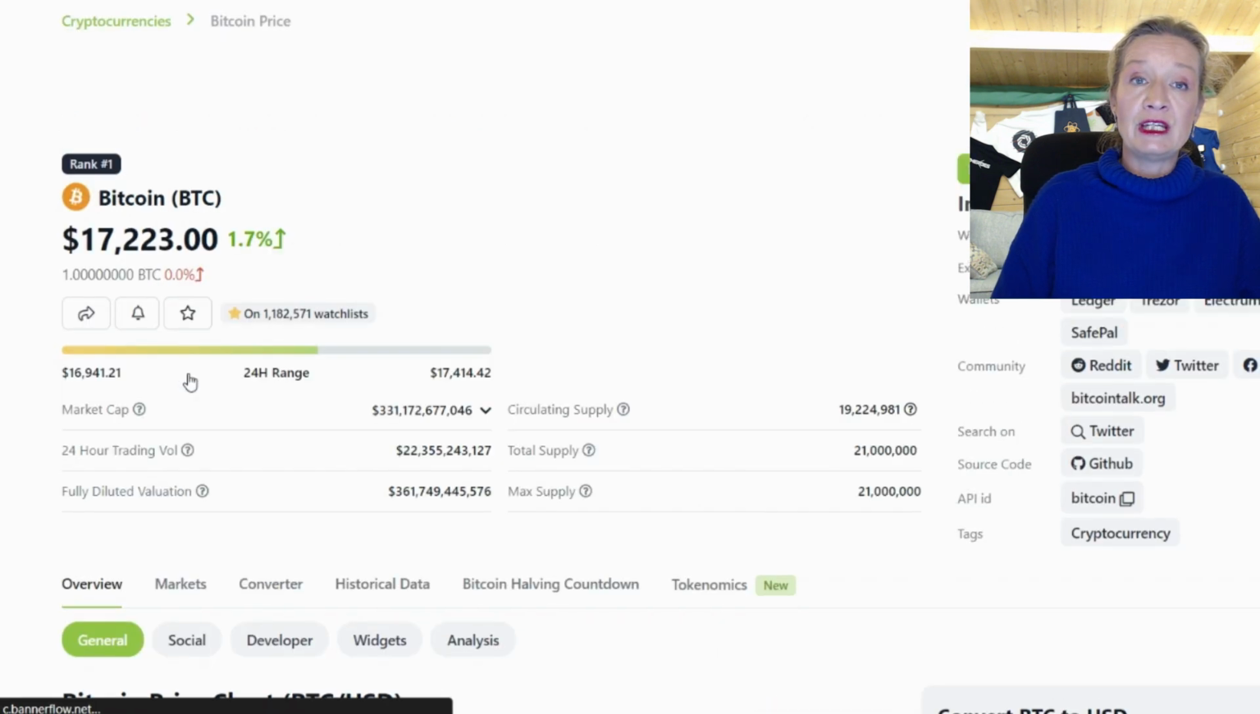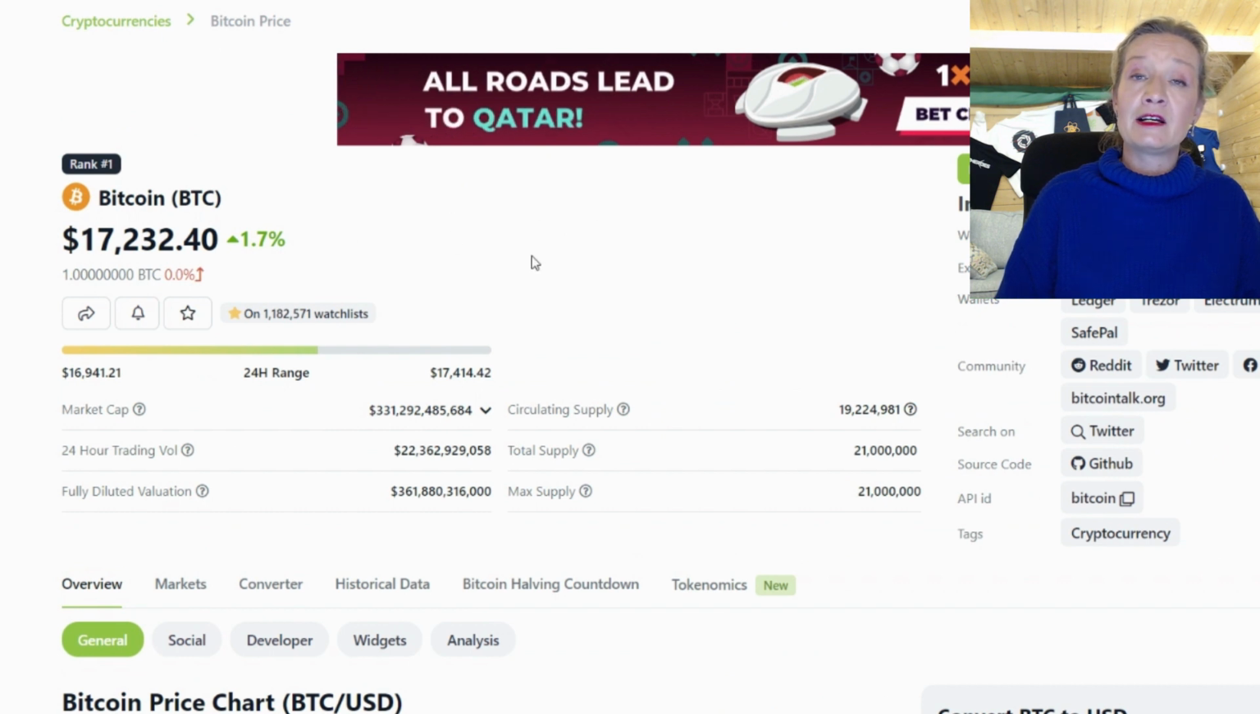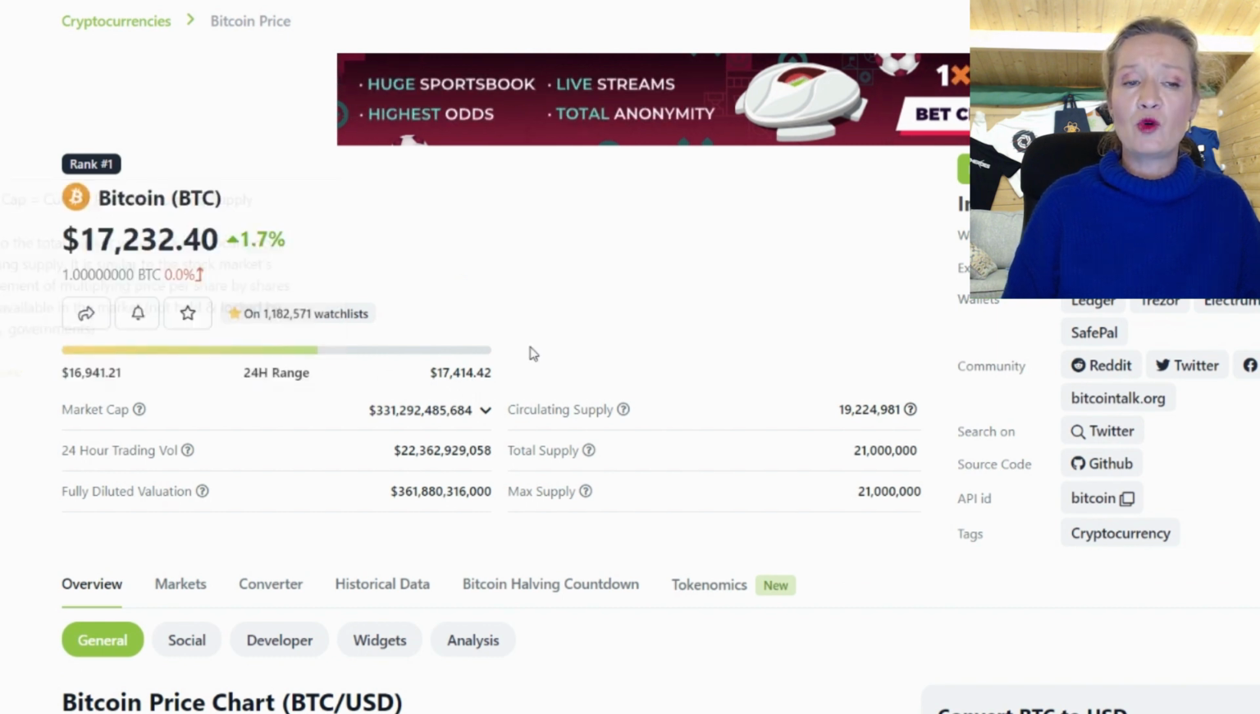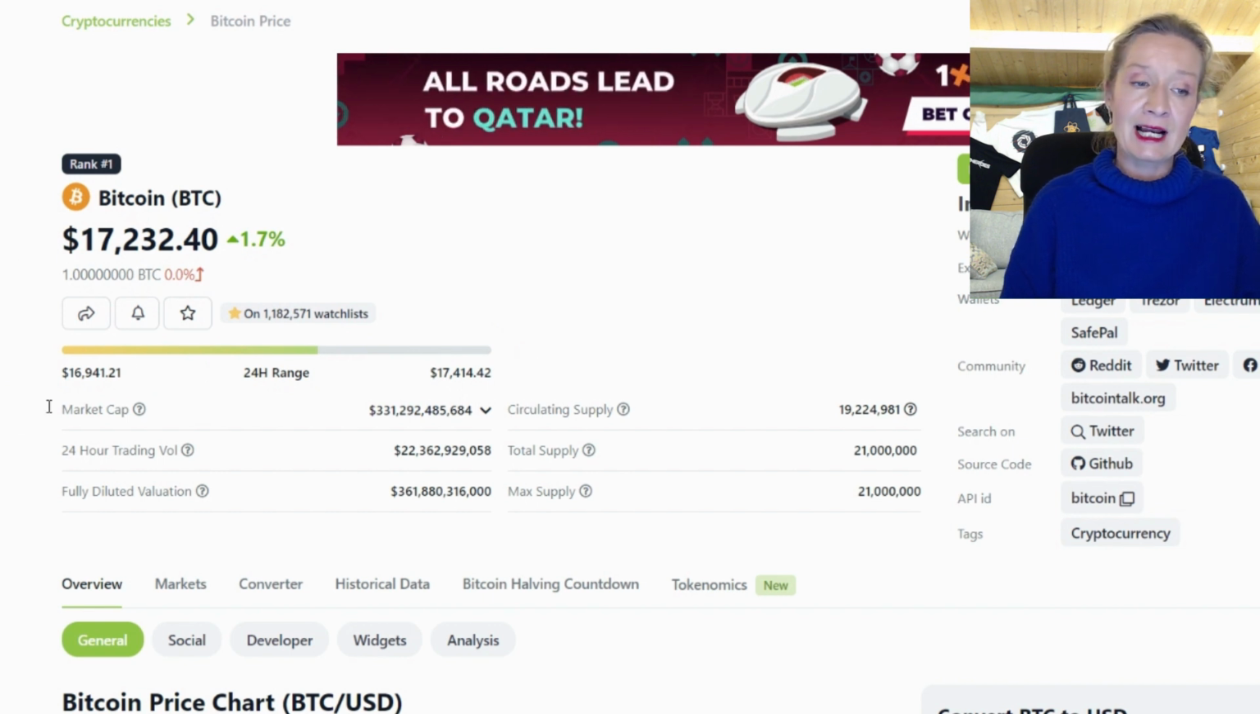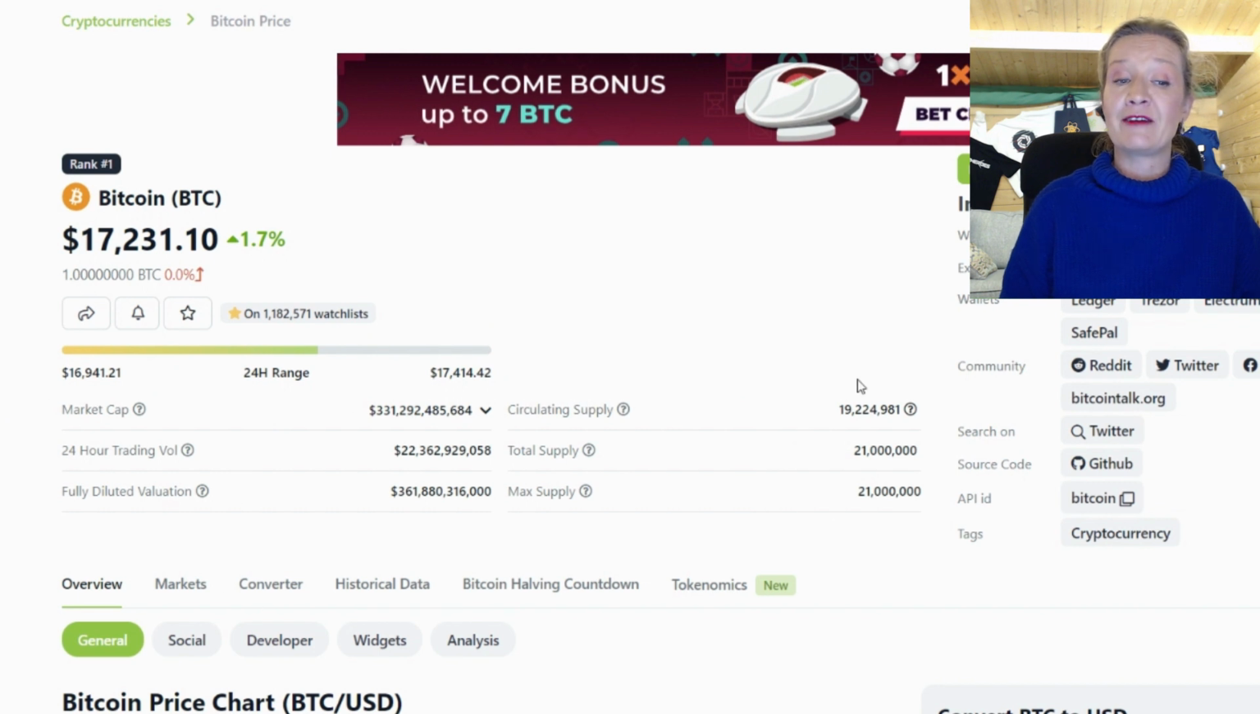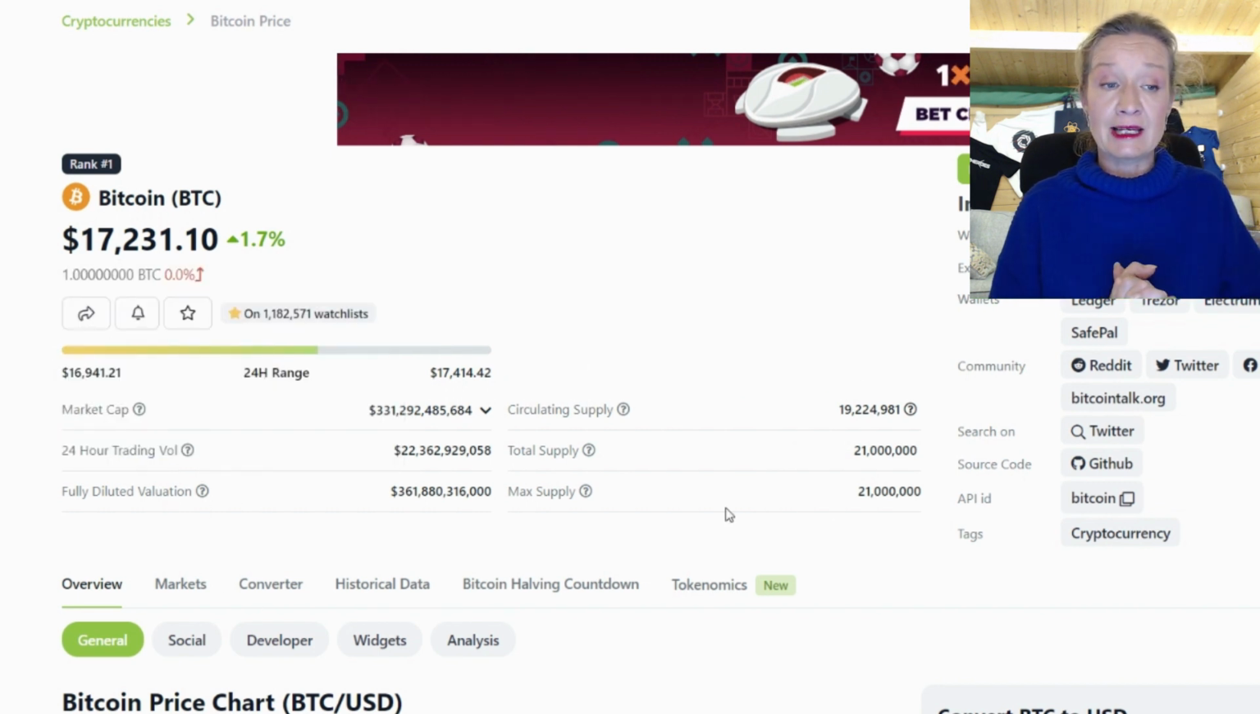So when we go into the Bitcoin token, we can see some tokenomics information. We can see the current price. We can see the 24-hour range. So this is more trading information and the range that the token has traded between in the last 24 hours. Down here is more the tokenomics information that you want to see.